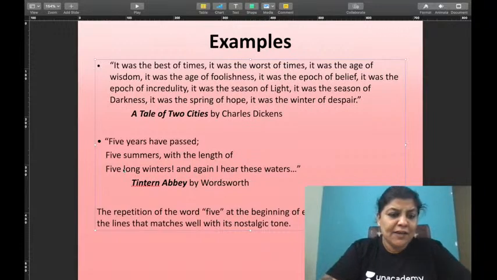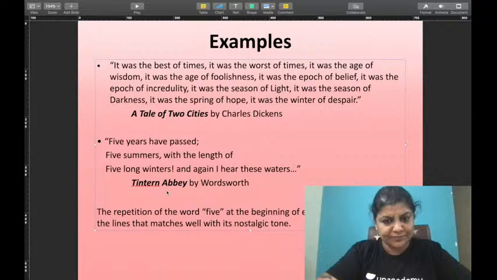5 years have passed. 5 summers with the length of 5 long winters.